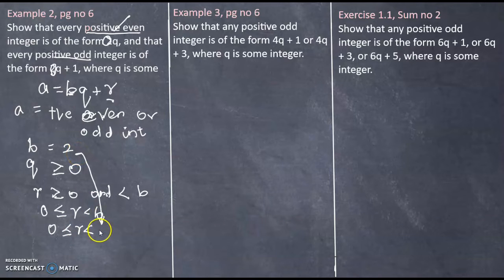which is 2. So the value of r is, what is between 0 and 2? r equals 0, 1.